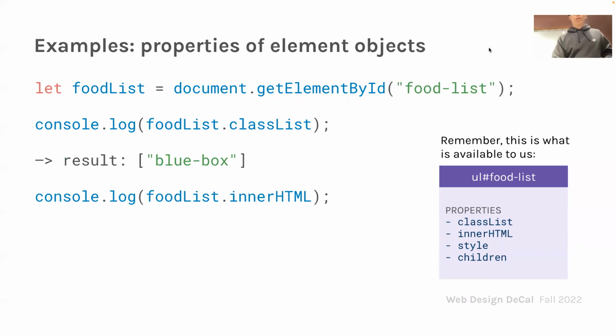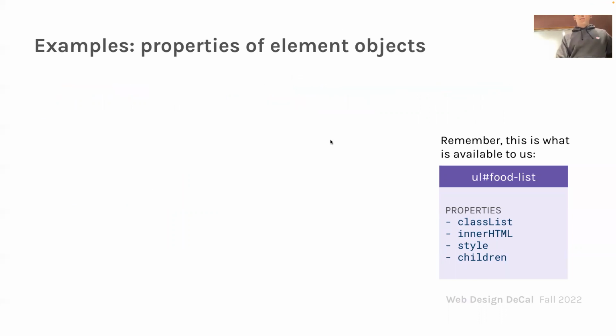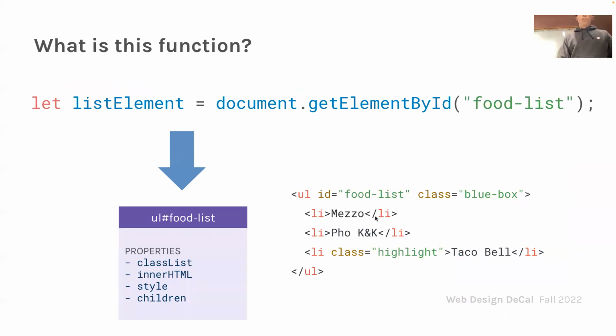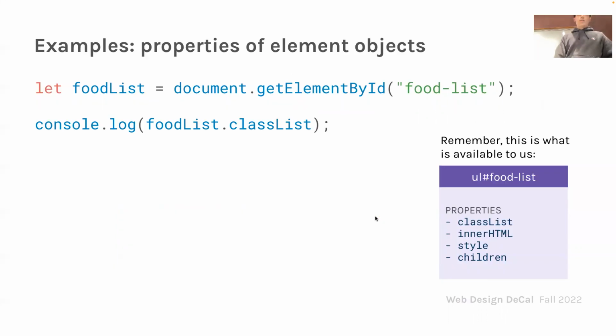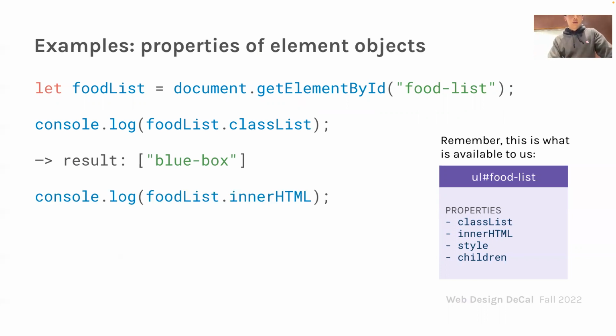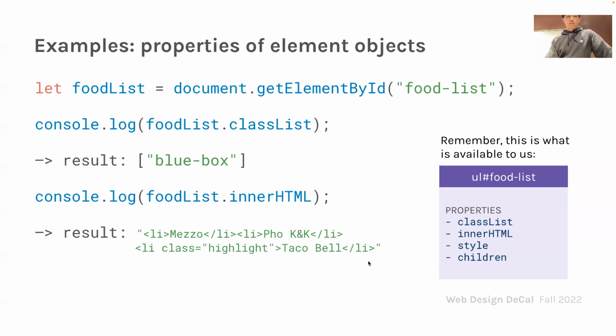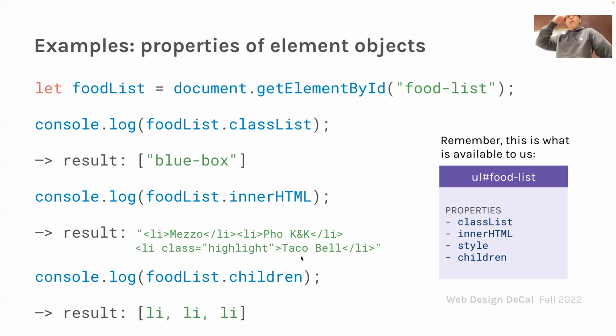So yeah, once we get this portion, we can look up properties. We can look up the class list. So one class that it has is blue box. We can look at what's the HTML that's nested within it. And in this case, we have the 3 list items, which are Mezzo, Pho, K&K, and Taco Bell. And if we want to just have the children, it'll give us the names of the tags for each of the children. So like 3 different list items.